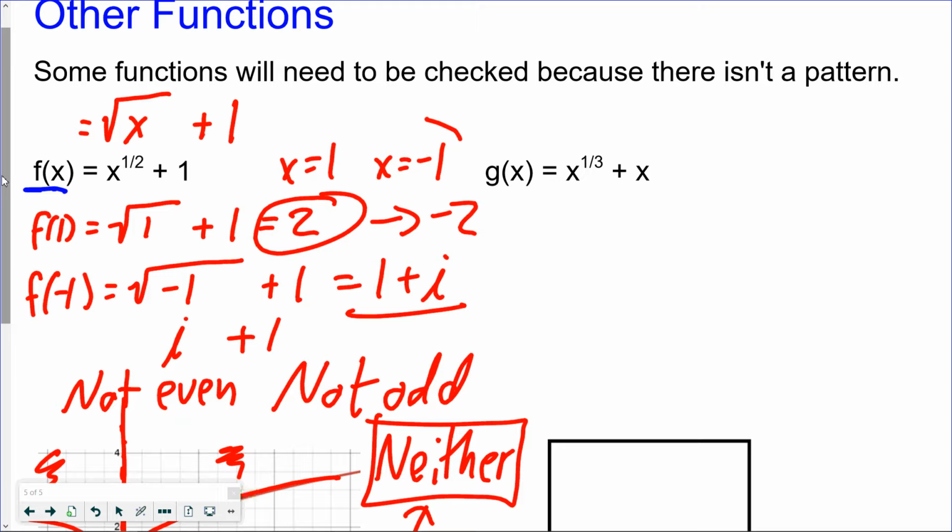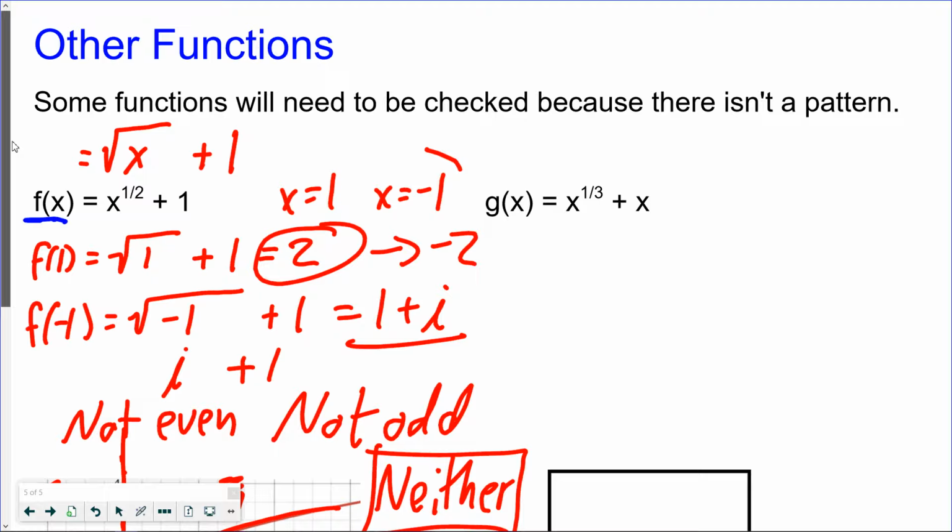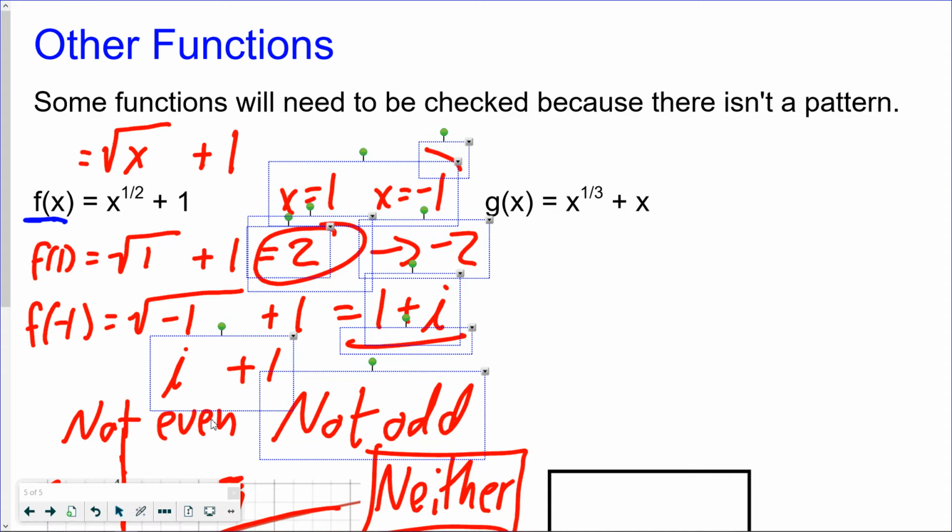So let me just clean up this area really quick so it's a little more readable. Whoops, that's not what I wanted. Just clean that up a bit.